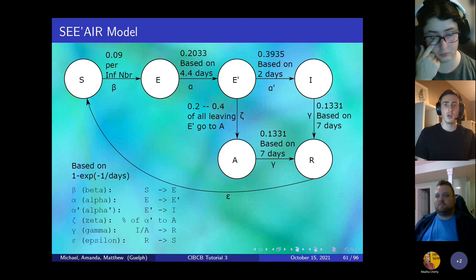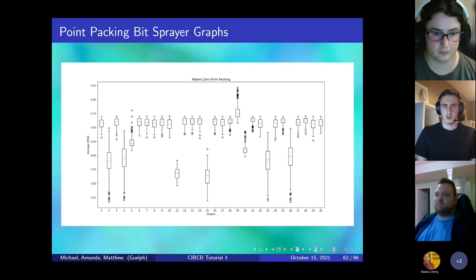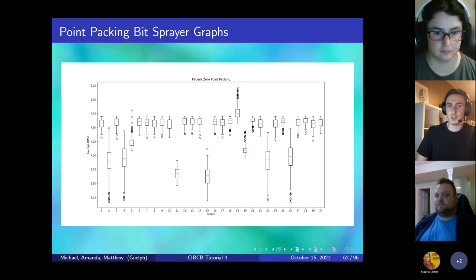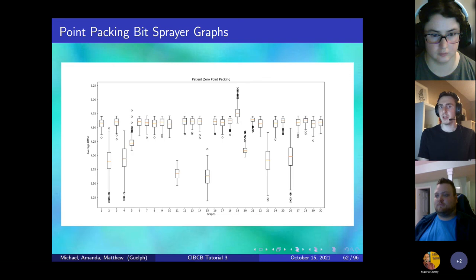Here is a collection of BitSprayer point-packed graphs. What's shown is the variability of average epidemic profile matching across all of the patient zeros. So we can see that most of the graphs kind of hover in that just above 4.5 range. They have some amount of variability, and we can see that some graphs match the profile a little bit better and have a lot of variability based on who the patient zero is. We see that some of them actually match it pretty well and have small variability. And we see that there's one graph that seems like it performs quite badly, graph 19.